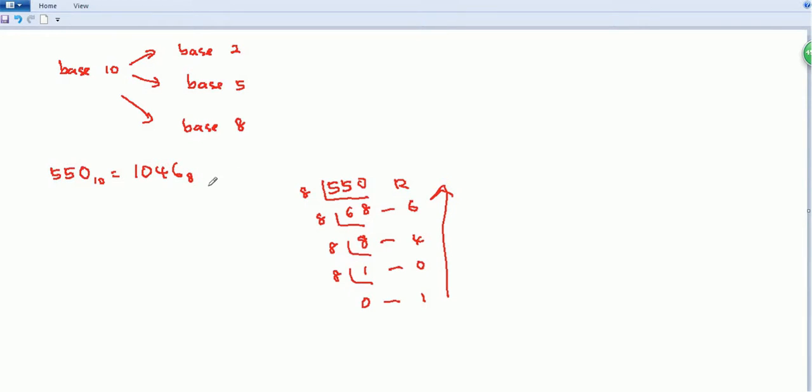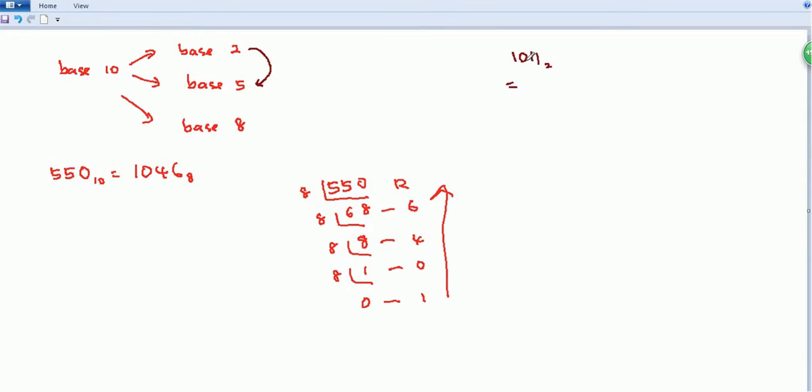Okay, now you already learned how to change a number in base 10 to base 2, base 5, and base 8. But sometimes the question needs us to change base 2 to base 5, base 2 to base 8, base 8 to base 5, and so on. So how should we do it? We have number 1011 base 2. We want to change it to base 5. So very easy. Base 2, you go back to base 10. Then from base 10, you go again to base 5.